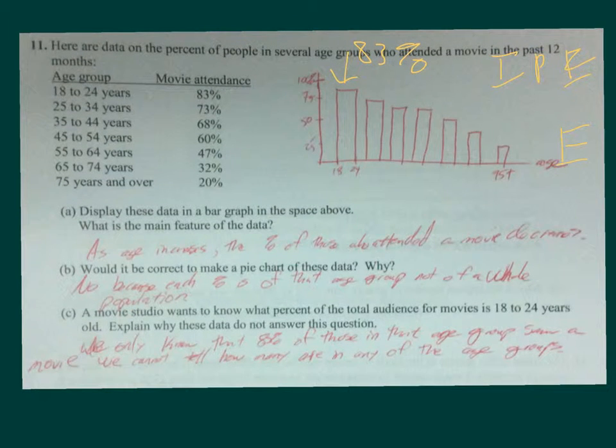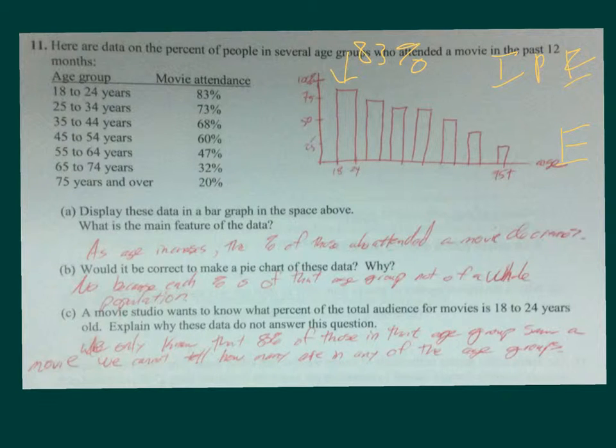And then it asks these questions. Display these data in a bar graph. And then what's the main feature of the data? So these actually will go together before I can give you the E. The main feature just means what is at first glance, what do you notice? As age increases, the percent of those who attended a movie decreases. Try as you might to always use context: percent of several age groups who attended a movie in the last 12 months. So bring that into what you're doing.